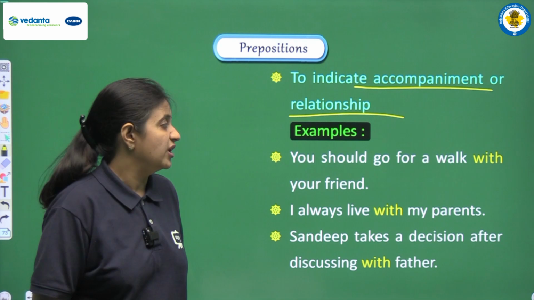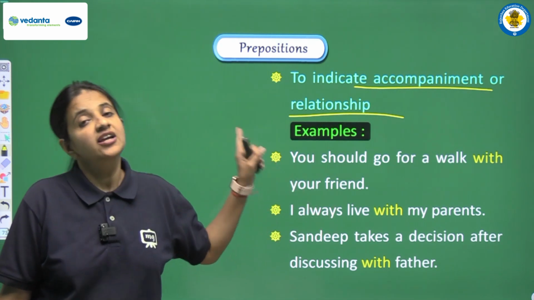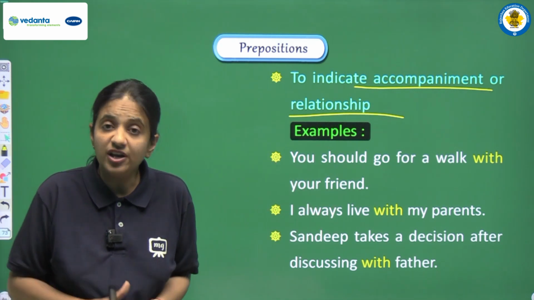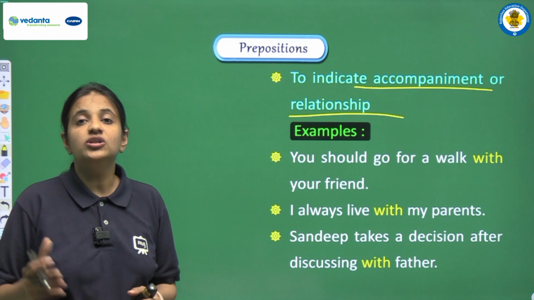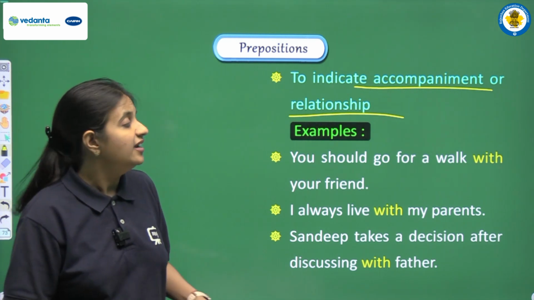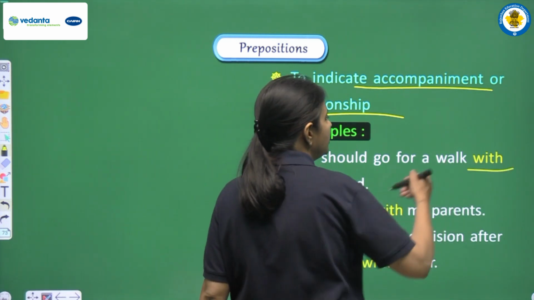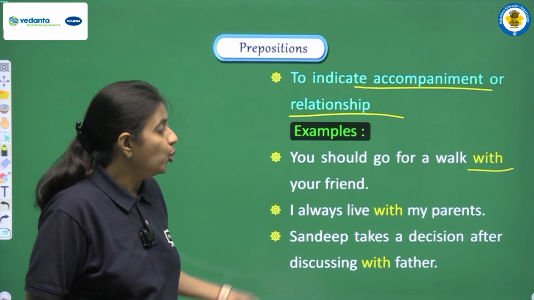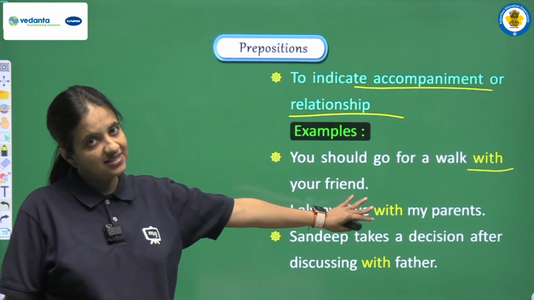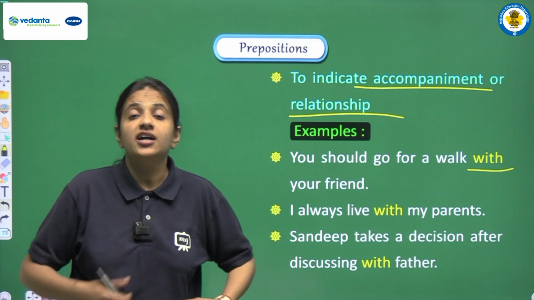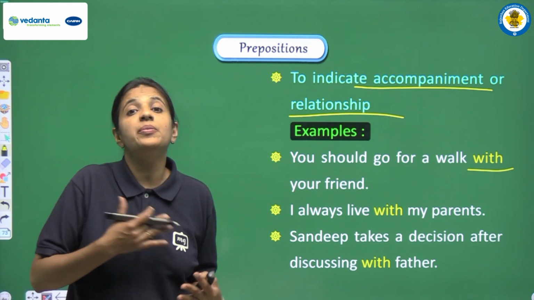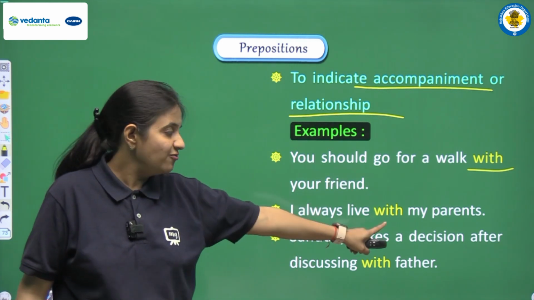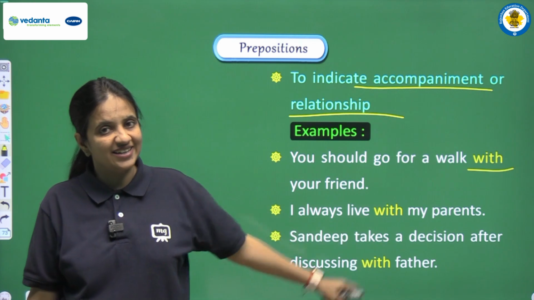You should go for a walk with your friend. So here we are having the company of the friend. We are trying to show the accompaniment of the friend, and this is the reason we are having with here in the sentence. Next, I always live with my parents. Again, in this sentence, we are trying to show the accompaniment, that I was having the company of my parents, and for that we are having with here in this sentence.